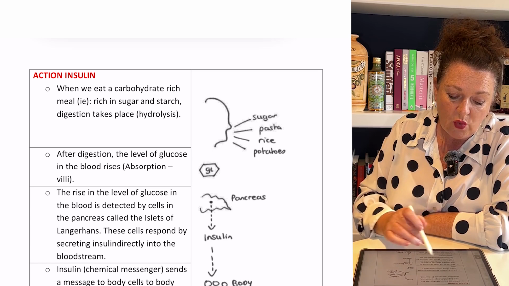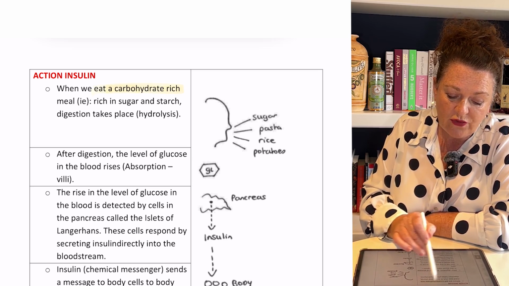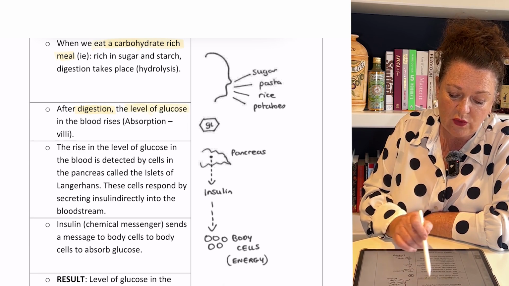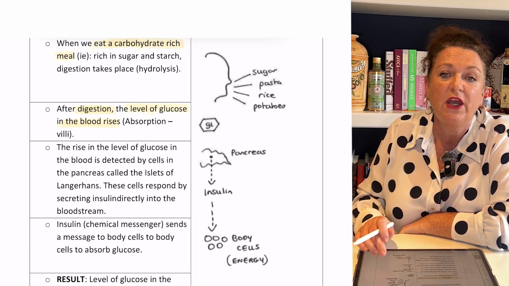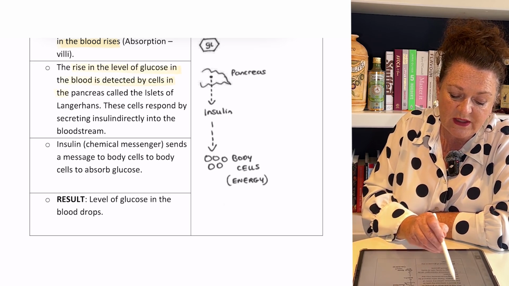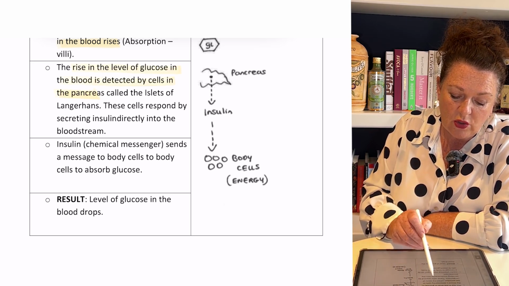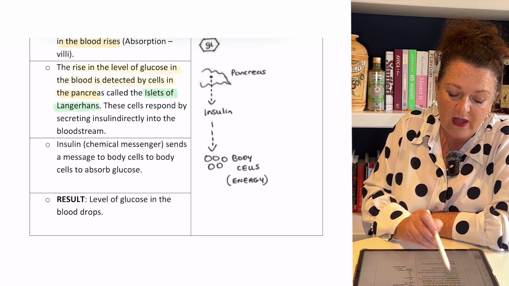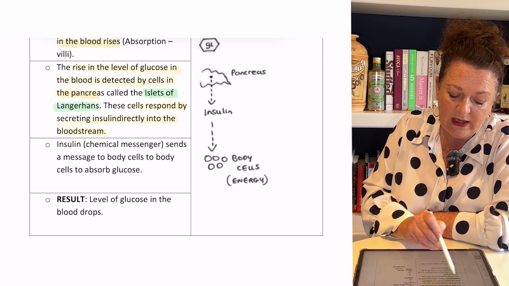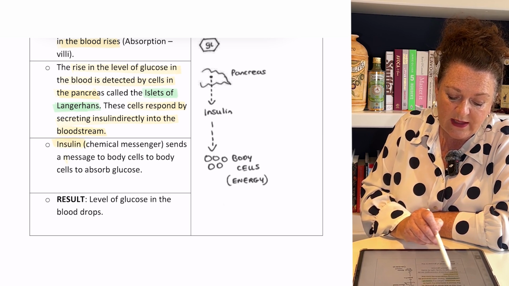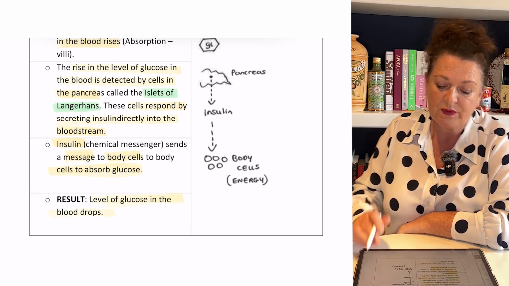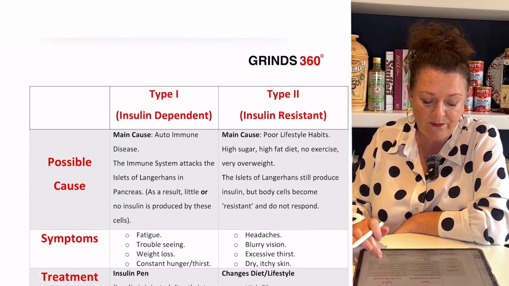So insulin: we know when we eat a carbohydrate rich meal, digestion takes place, and the level of glucose in the blood rises as the glucose is absorbed into the villi. The rise in the level of glucose is detected by the cells in the pancreas called the islets of Langerhans. These cells respond by secreting insulin directly into the bloodstream. The insulin has a message for the body cells to absorb the glucose, so the level of glucose in the blood drops.